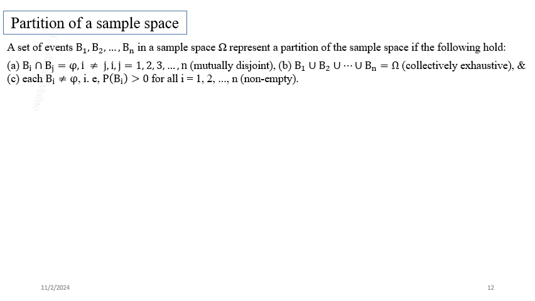Second condition, the mutually collectively exhaustive condition. That means if you take the union of these bi's, it will give back our sample space omega. That is collectively exhaustive in nature. What is the meaning of exhaustive? It means all the outcomes of the sample space are distributed in these bi's, not outside these bi's. So if you take the union of bi, it will give back omega, the sample space.